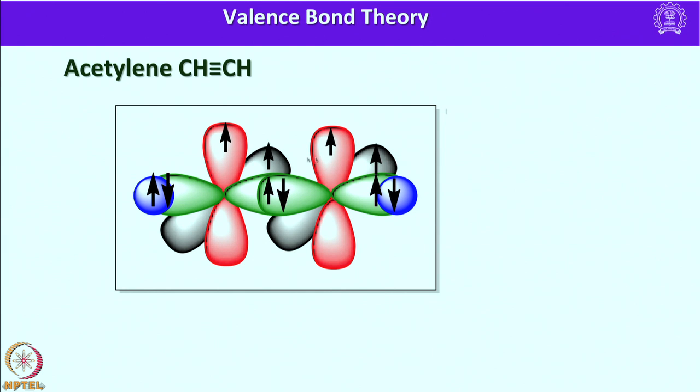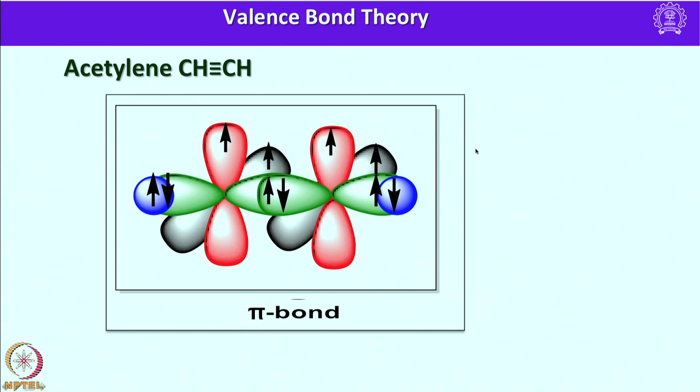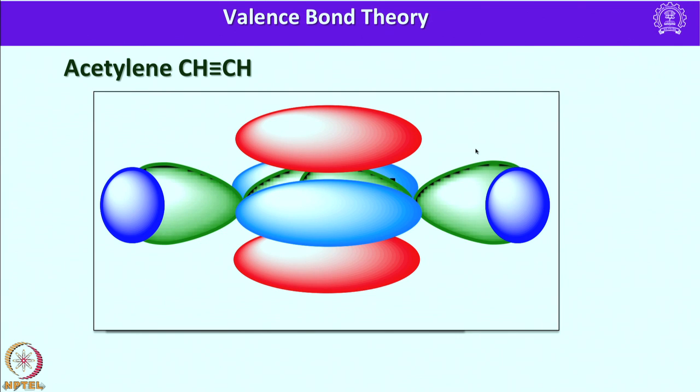Now these 2 p orbitals and these 2 p orbitals will interact together. Similarly, this 2 p orbital and this 2 p orbital will interact together to form 2 pi bonds having 2 electrons each, and you get the acetylene molecule like this. So, this is how you can explain the presence of 3 bonds between 2 carbon atoms in acetylene.